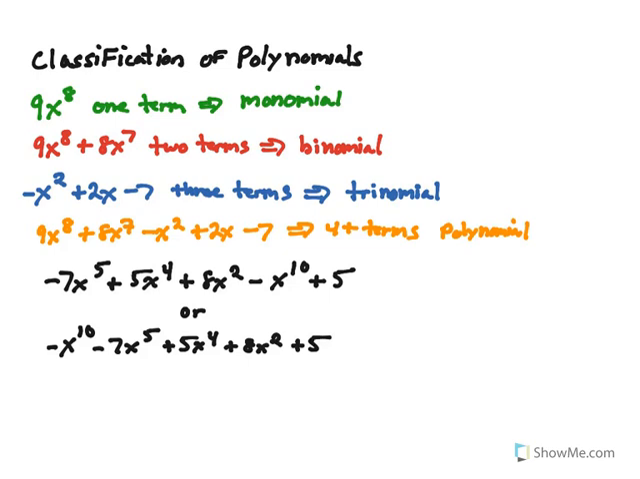So either one is acceptable. I like to write it from highest exponent to least. Okay, I'm just so used to doing it that way. But like I said, it's not incorrect if you write it out of order. All right. And that's it. Okay, so really straightforward.